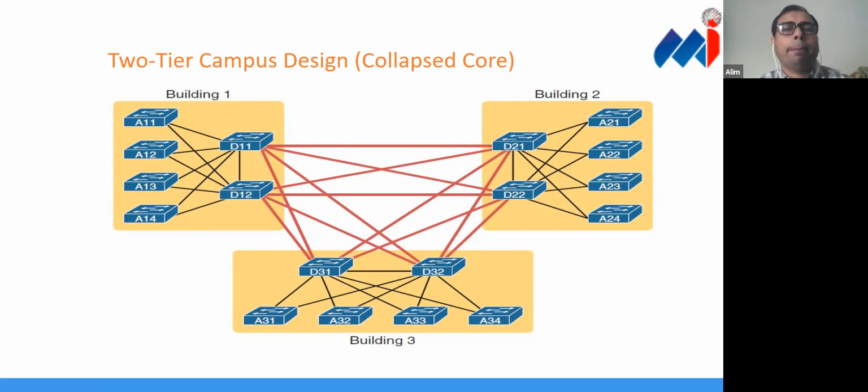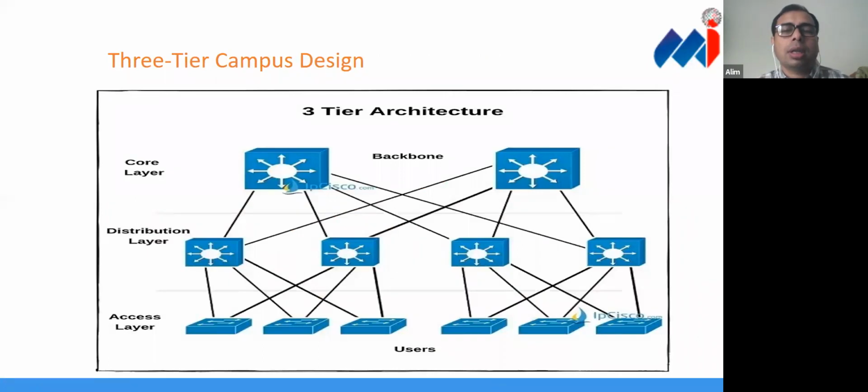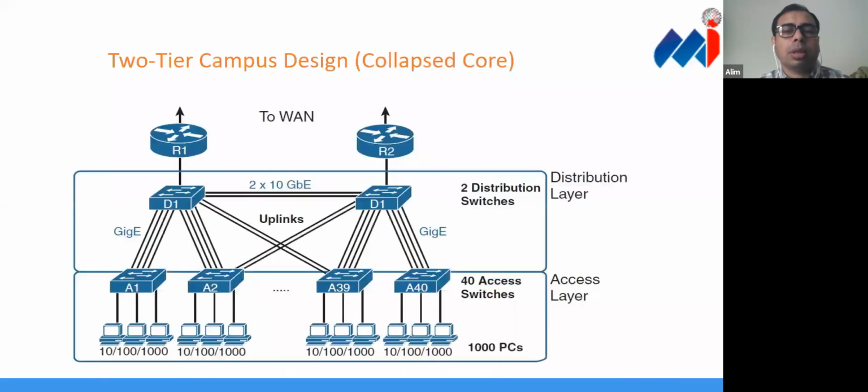So we look at the three-tier architecture. The three-tier architecture has three layers. The access layer and distribution layer are also there, but there is a core layer. It is also known as the backbone layer. The backbone layer has the capability of routing sometimes.